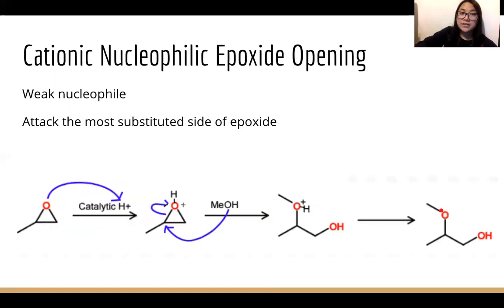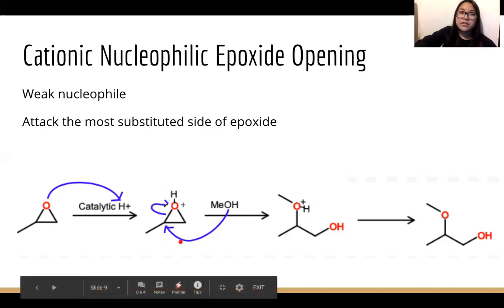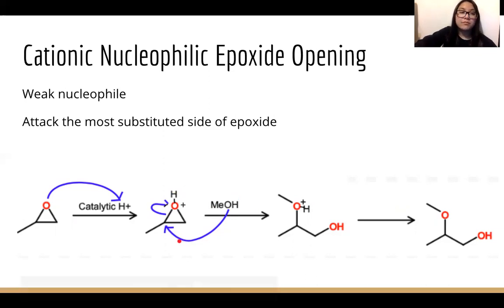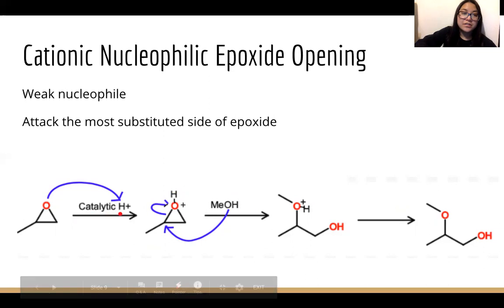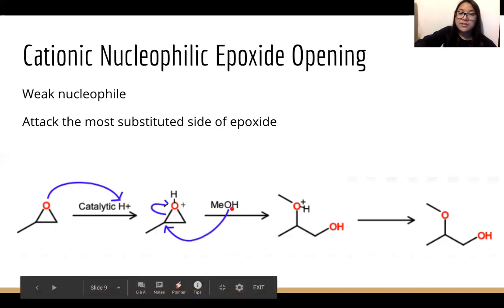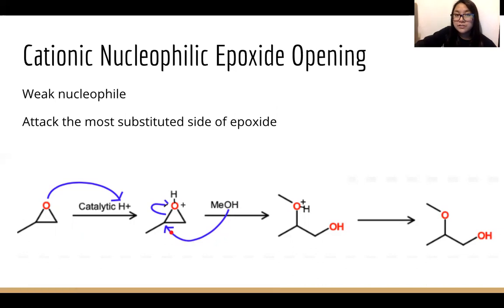Last, we have the cationic nucleophilic epoxide opening. Here we don't have a strong nucleophile. We actually have a weak nucleophile. And because it's a weak nucleophile, it's not strong enough to open the epoxide on its own. So what we need is a little bit more help. So how we get the help is we have a little bit of the catalytic hydrogens present, H+. The oxygen on the epoxide is going to get protonated by that. Now it's a little bit more reactive and the weak nucleophile can attack. And because this is a weak nucleophile, it's going to attack the more substituted side of the epoxide.